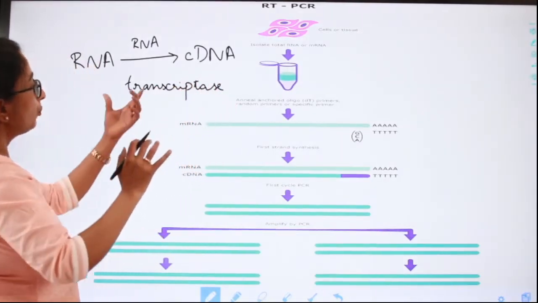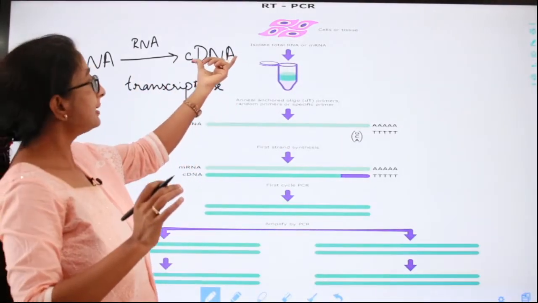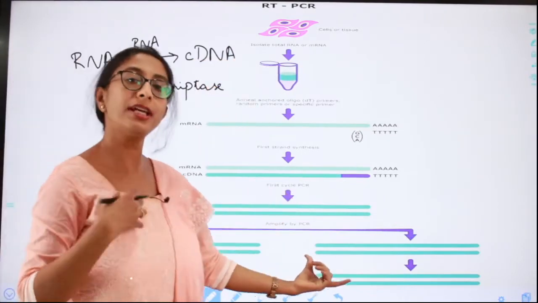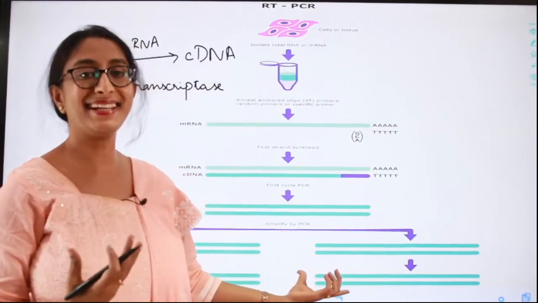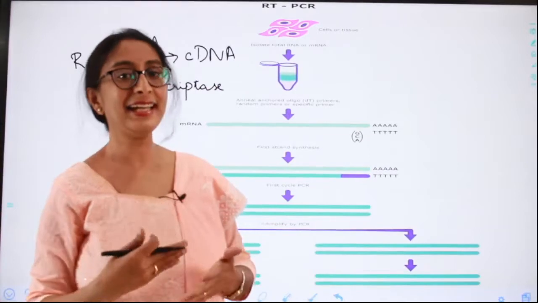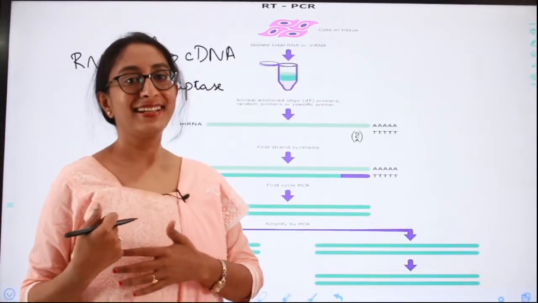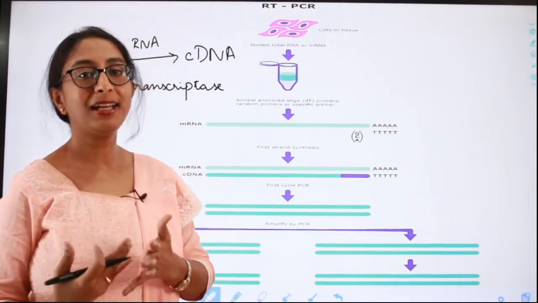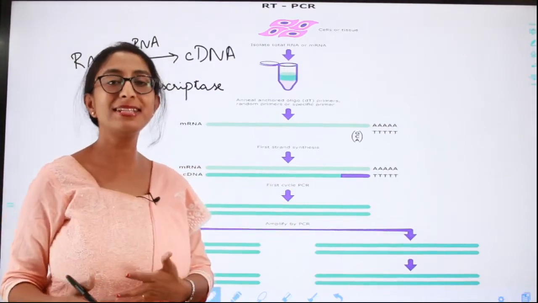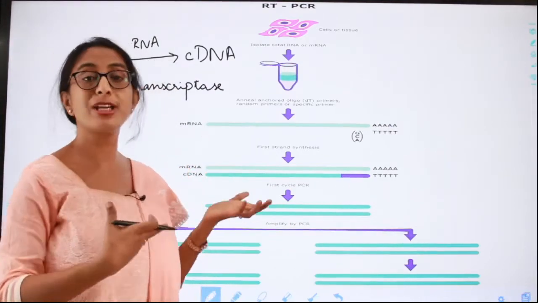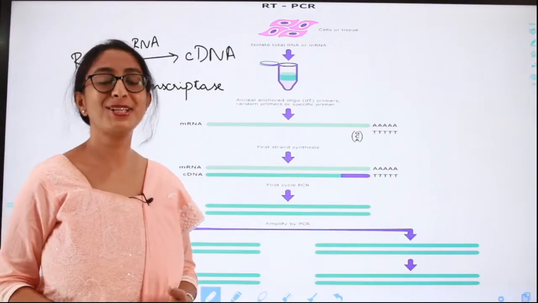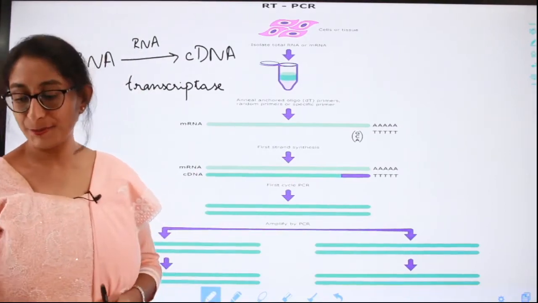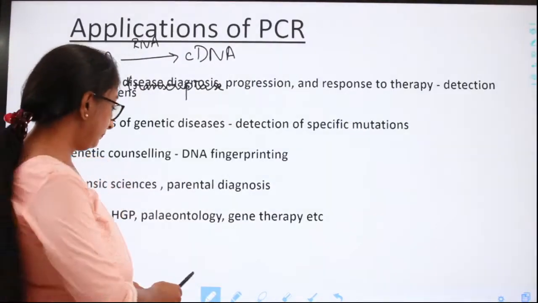Got it? So once we get the cDNA, this cDNA will further undergo the same process as regular PCR, that is denaturation, annealing and then polymerization. Got it? Did you understand what we mean by RT-PCR? Because it is of current relevance, I thought you can also get questions based on RT-PCR in your examination, and that is why I explained it to you. Okay.